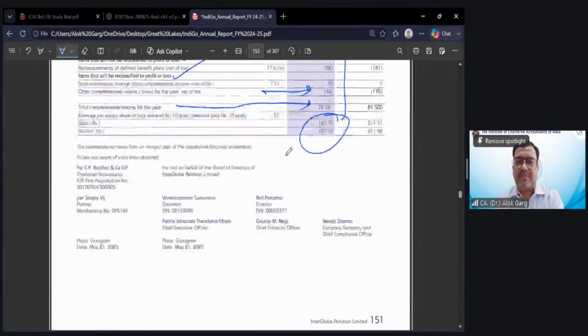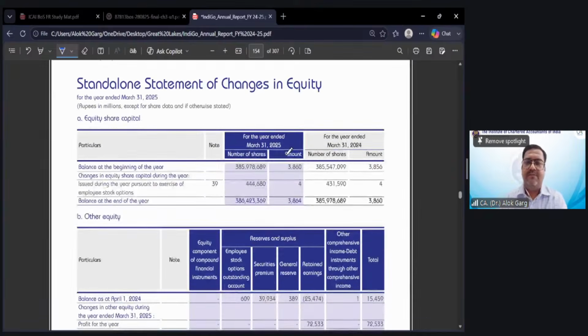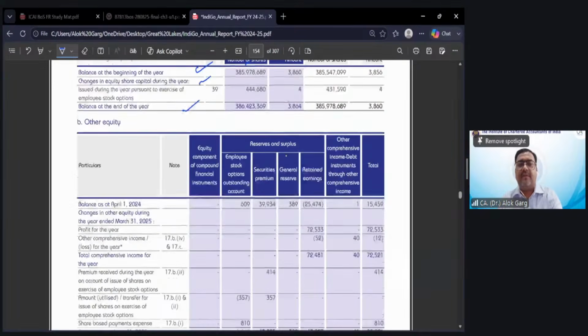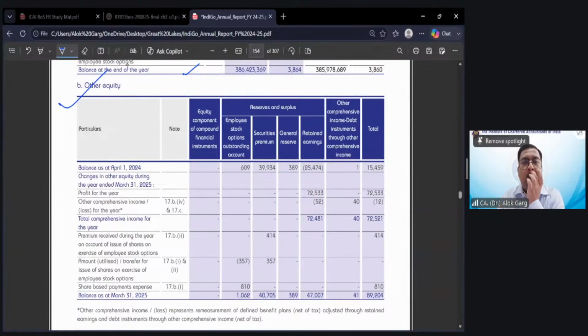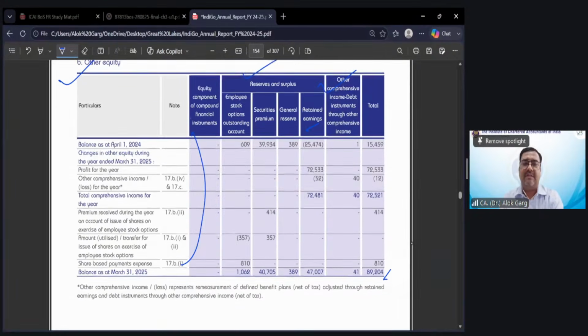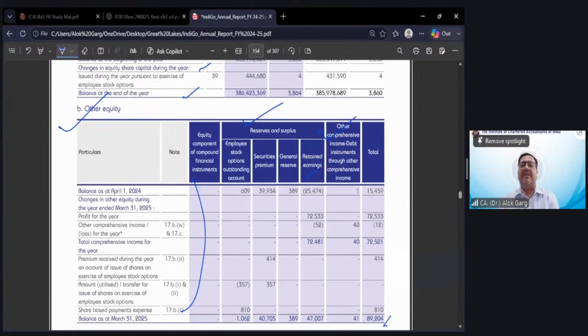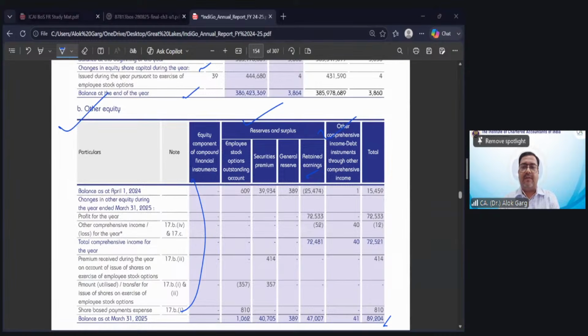Let's go to the statement of changes in equity. You can see they have given the equity share capital movement, which you are also giving in your accounting standard notes to accounts. So opening balance, changes in equity, closing balance, number of shares, amount. Then they are giving the other equity reconciliation: reserves and surplus like retained earnings reconciliation, other comprehensive income reconciliation, and the total reconciliation. This is the statement of changes in equity, right?